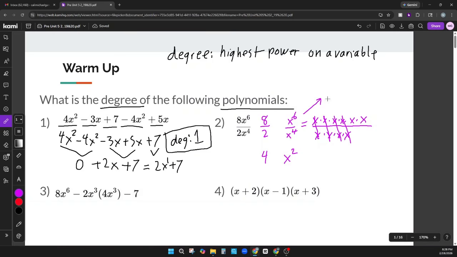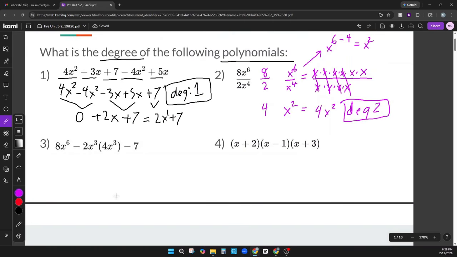Alternatively, you could just remember what your power rules are. Whenever we're dividing powers that have the same base, this just becomes x to the 6th minus 4. And of course, that still gives us a result of x squared. So the result of this being simplified is x squared, and this is where we find our polynomial with degree 2.